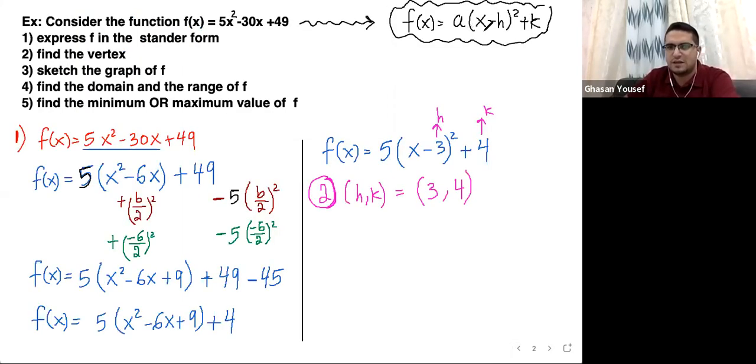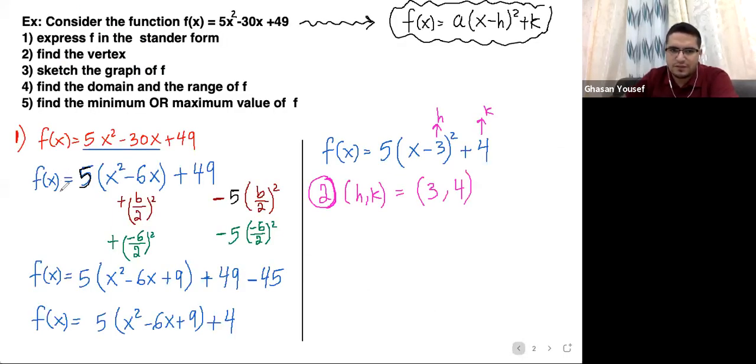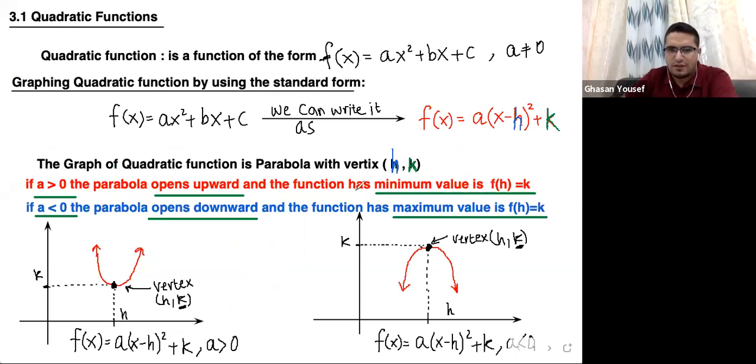Again, this is my standard form. f of x equals A times x minus h squared plus k. Upward. This is correct. How do you know it's upward? What is A here? The standard form is 5, exactly. This is my A. The value for A is 5, so it's positive, greater than 0. And going back, if A is positive, the parabola opens upward, and the function has a minimum value, f of h equals k. And at the same time, the vertex, whether A is positive or negative, is h, comma k.